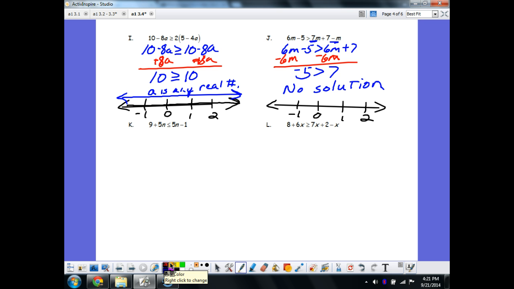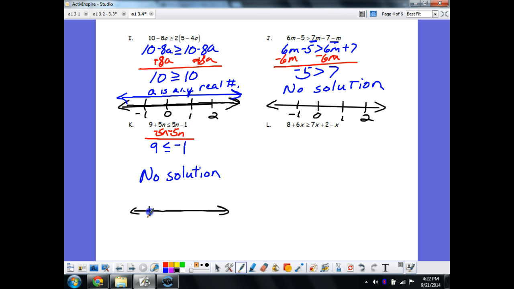Now in the case of k, we subtract 5n from both sides to get the variable on one side. We are left with 9 is less than or equal to negative 1. This is never true. 9 is never less than or equal to negative 1, so therefore we have no solution. And the graph is basically a blank number line.